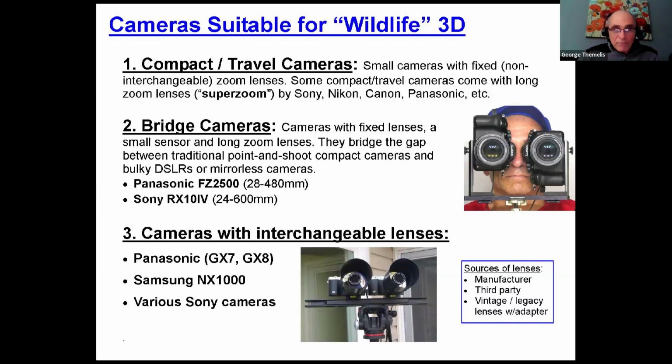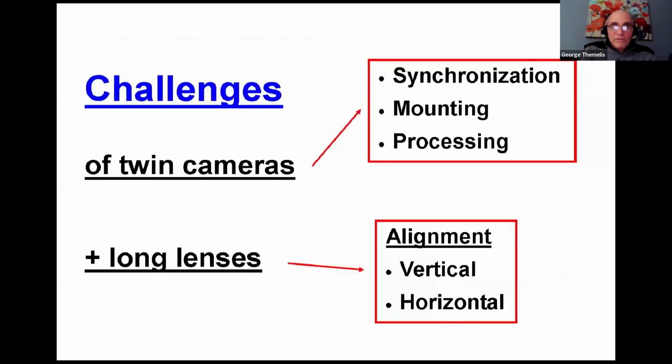Because I already have two cameras that take interchangeable lenses, I can use them for wildlife by using long focal length lenses. Where do you find the lenses? Well, the manufacturer sells them. If you want to save some money, usually there are third-party lenses. And finally, there are vintage or legacy lenses that you can buy very inexpensively and fit them to your digital camera with an adapter. There are two challenges if you decide to go this way.